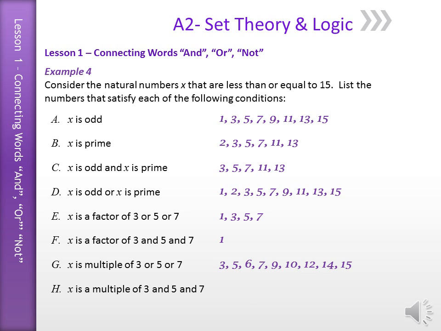For H, X is a multiple of 3 and 5 and 7. So we are looking for a number in which 3 goes into, 5 goes into, and 7 goes into. Well, none of the numbers less than 15 will work for this. So in fact, this is an empty set. And we can either state empty set, we can use set notation, which would be 2 curly brackets with nothing in between, or we can use the empty set sign, which we will see again later on.